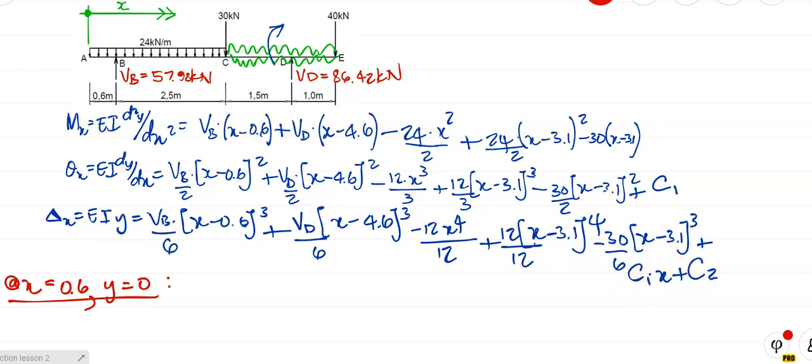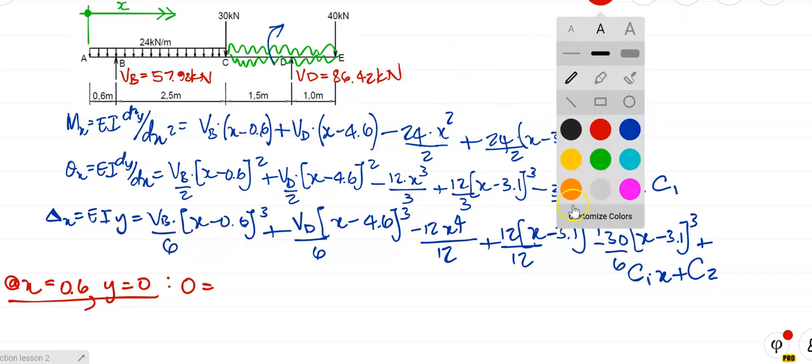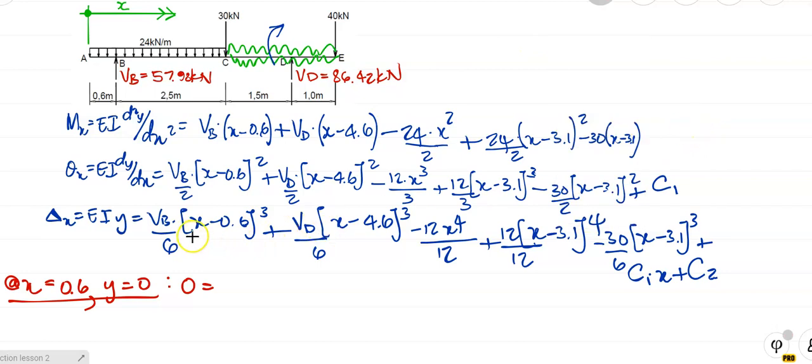Right. So what's the rule for Macaulay's? If the bracket becomes 0, or if the bracket becomes negative, we set it to 0. Okay? Right, so let's see. If that's 0 there, that will make that left side 0. So 0 is equal to, so 0.6 minus 0.6 is 0. So that's going to fall away. That's going to fall away. That's going to fall away.